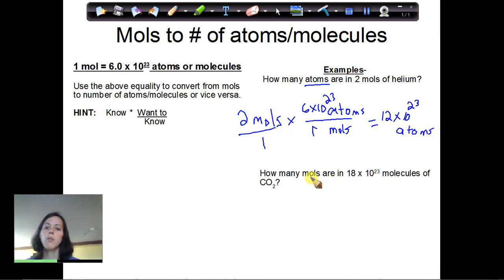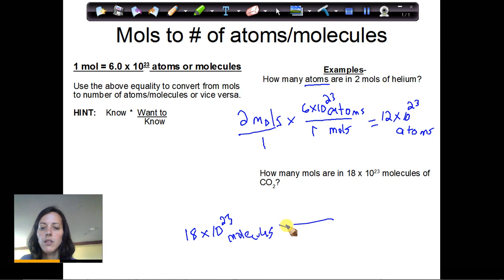Alright, so to go backward, to do the opposite, we are starting with molecules in this instance, and we are going to moles. So we have 18 times 10 to the 23rd molecules. Oops, that's a 3. And we are looking to see how many moles that is.